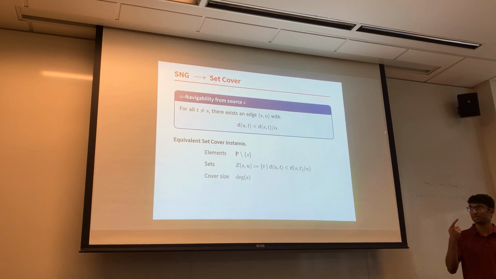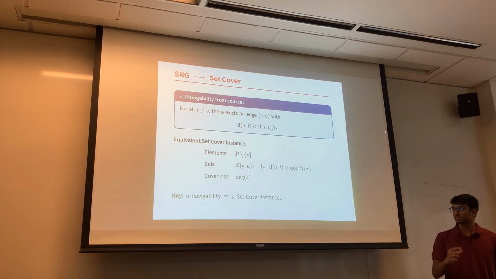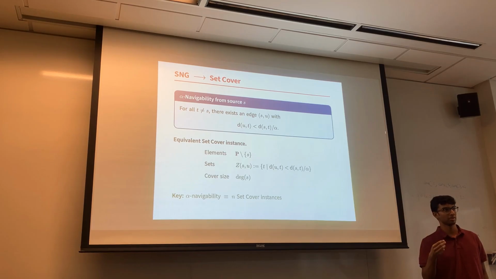And so if I want to minimize the maximum degree, I just want to find a minimum set cover for this instance. Each source vertex corresponds to a set cover instance. So the entire alpha navigability condition is nothing but the collection of these n set cover instances, one per source vertex.